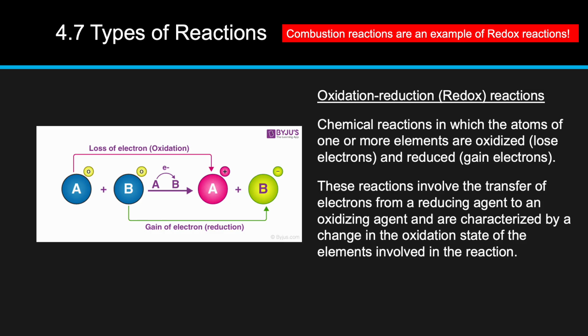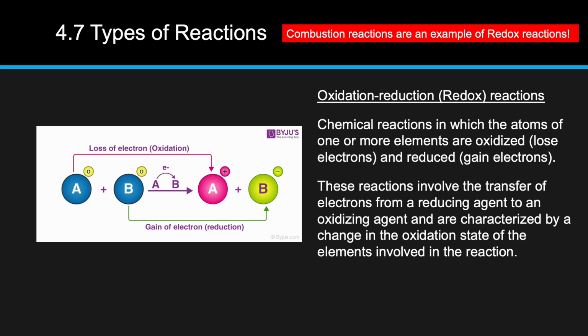So next up, let's talk about oxidation-reduction reactions, or what you will hear me call redox reactions. These reactions involve the transfer of electrons between chemical species. In these reactions, one species loses electrons, that's what we call oxidation, and the other species is going to gain electrons, which is called reduction. We can identify redox reactions by looking for a change in oxidation numbers from reactants to products.